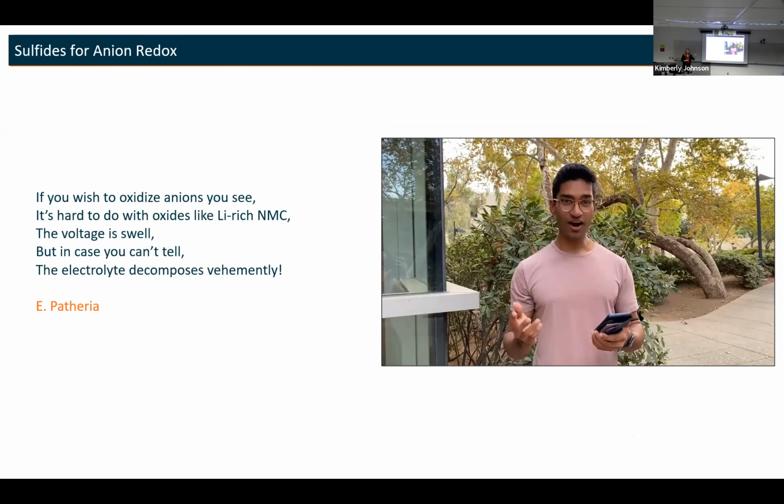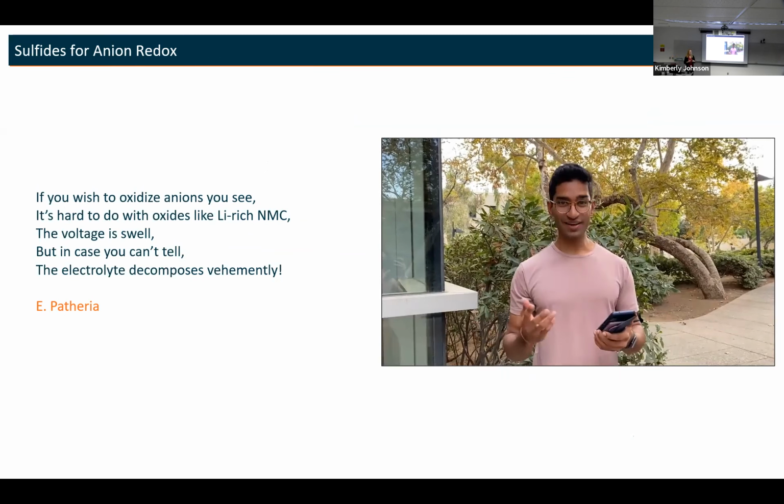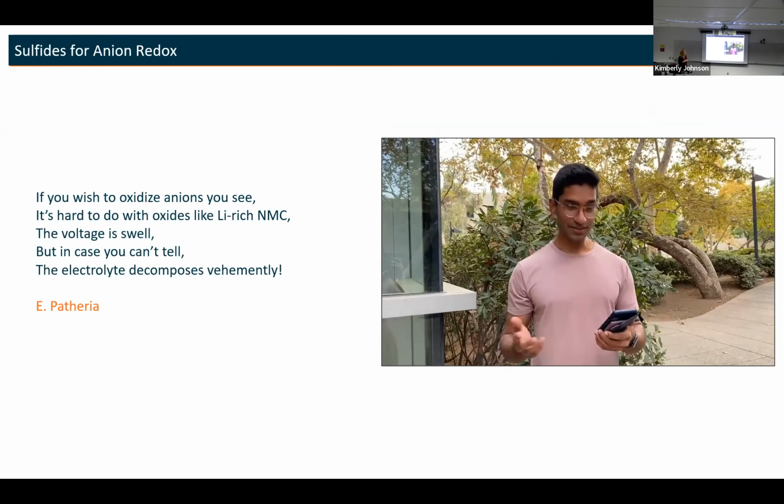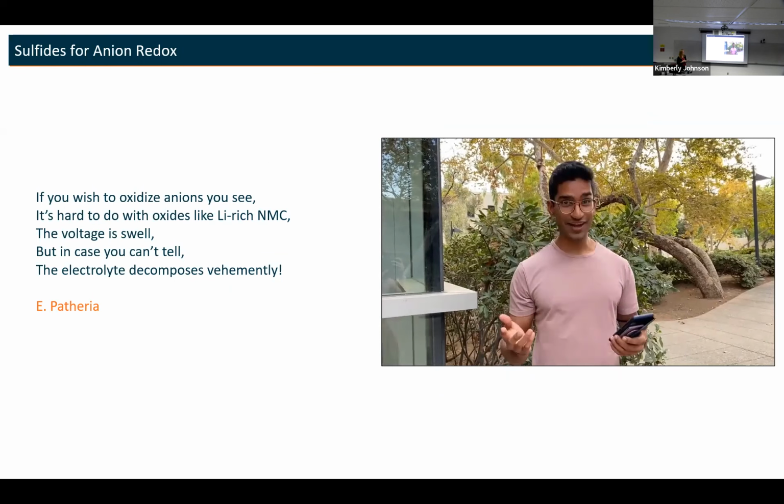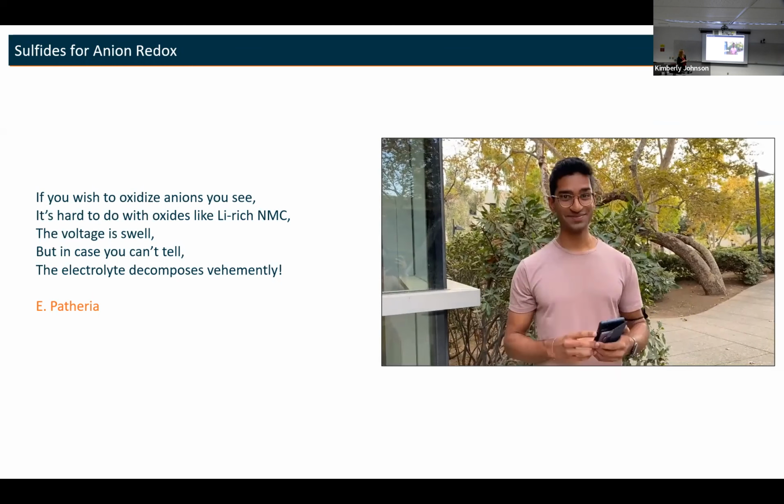This is my student Ishan, who wrote this beautiful poem about why we don't like to do anion redox in oxides. So he says, if you wish to oxidize anions, you see, it's hard to do with oxides like lithium-rich NMC. The voltages swell, but in case you can't tell, the electrolyte decomposes vehemently. And he does it much better than I do.